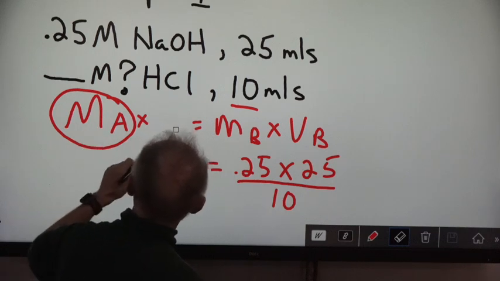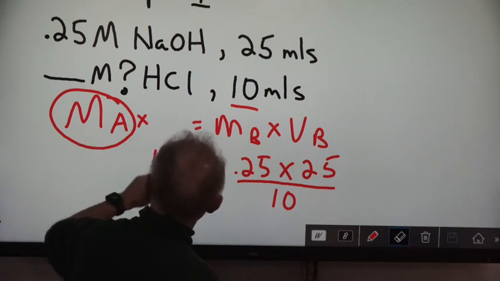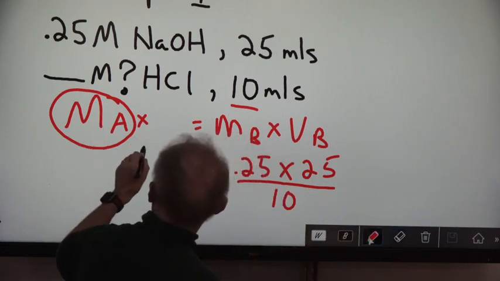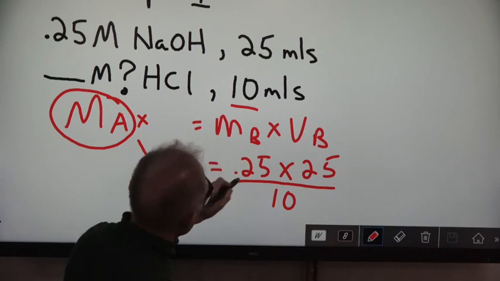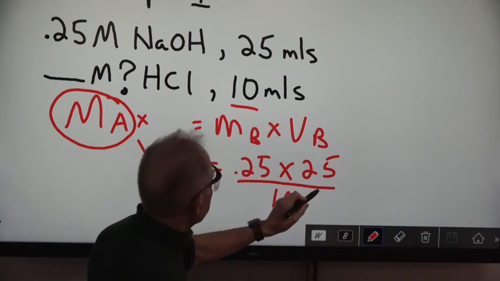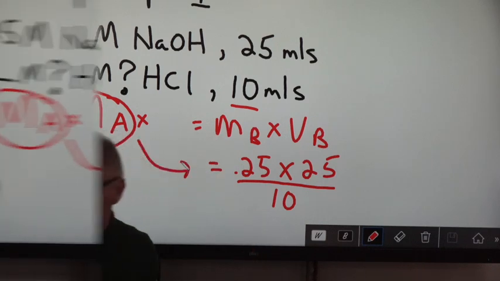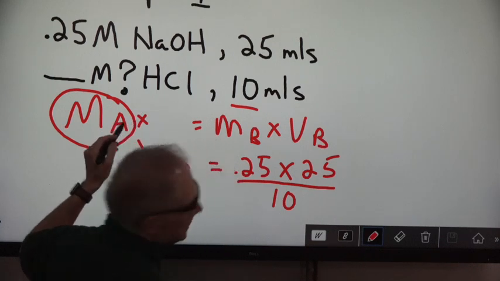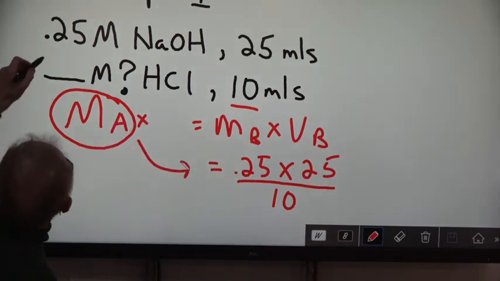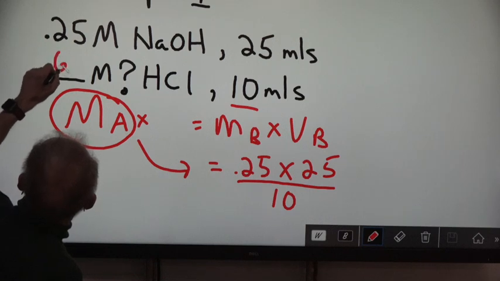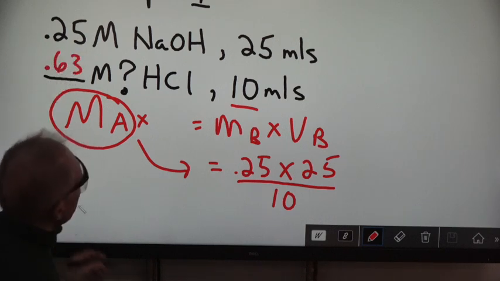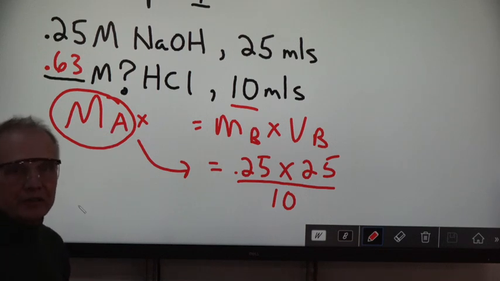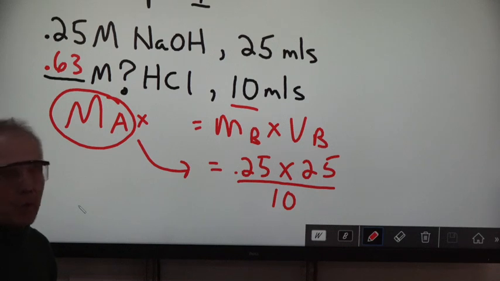So this is what it looks like. The MA is right here, so MA equals 0.25 times 25 divided by 10. And our answer for the molarity of the acid is 0.63. So that's the answer of our first experiment in titration using Bromo Blue.